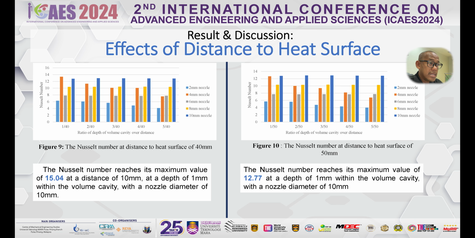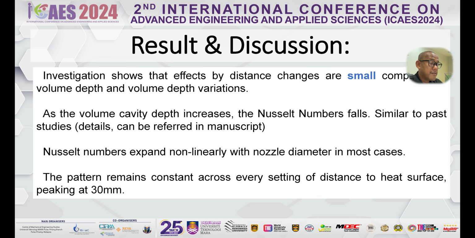And for the 40 mm distance, we get the Nusselt number of 15.08. And for the 50 mm distance from the heat surface to our synthetic jet, we found that the highest Nusselt number is 12.77. For the details of the results and data, you can find them in our article.